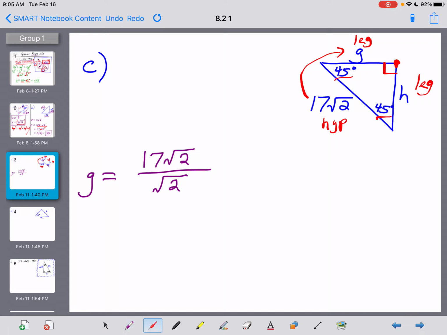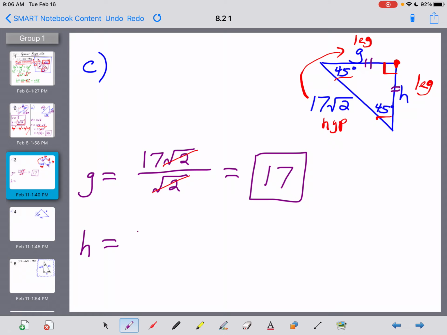What I'm hoping you see is that there are identical factors of the square root of 2 on both the top and the bottom of this expression that simply cancel each other out, and G is this nice rational number here of 17. Now, how about H? Well, I'm hoping you get the joke here already. This is an isosceles right triangle. Your 2 legs, G and H, have to be congruent to each other.